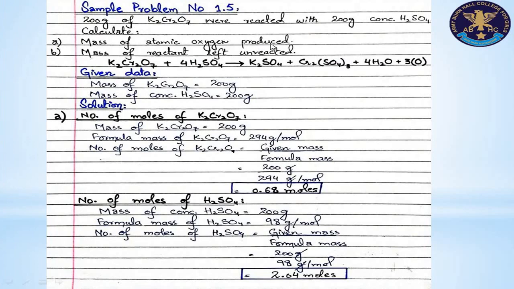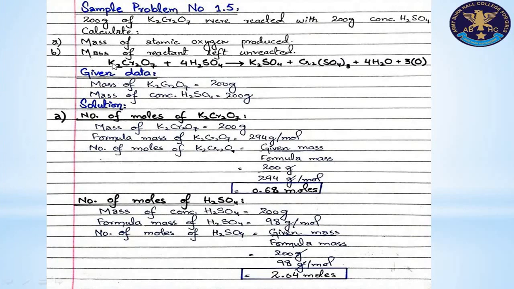First of all, read the statement of this problem carefully from your textbook. That 200 grams of potassium dichromate were reacted with 200 grams of concentrated sulfuric acid. We have to calculate two things. In part A, we have to calculate the mass of atomic oxygen produced, while in part B, we have to calculate the mass of reactant left unreacted.